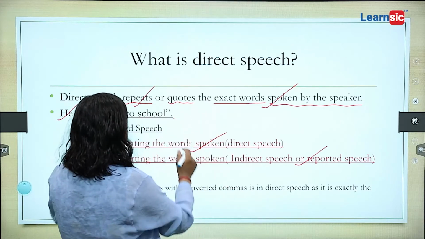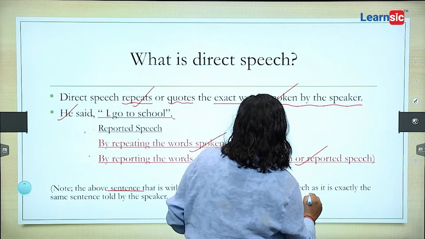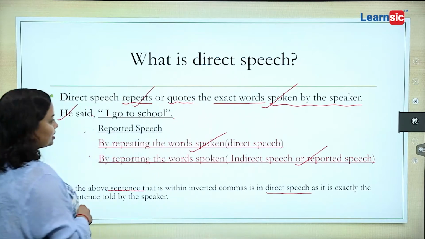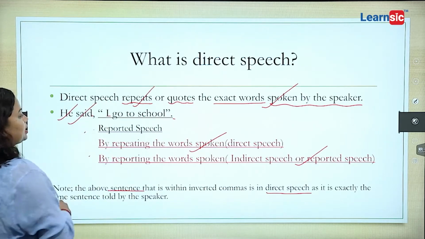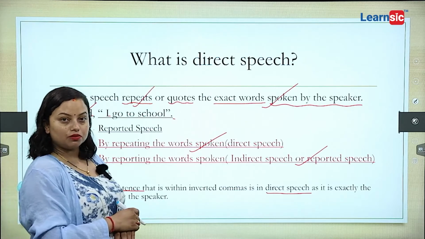See, within inverted commas is direct speech. Okay. Which one is direct speech? Yes, this one is direct speech. Direct speech मा के हुनु पर्दो रहेछ?